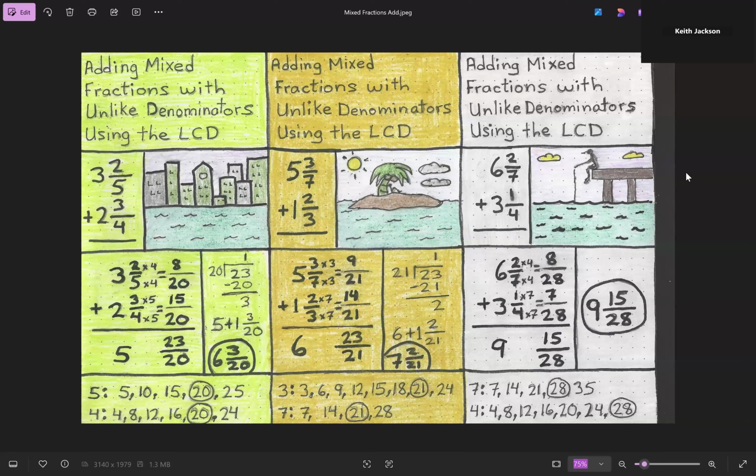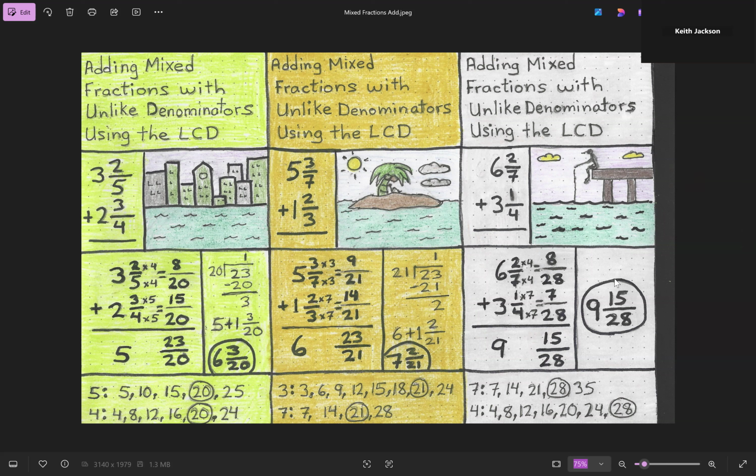In this video, we're going to learn how to add mixed fractions with unlike denominators using the LCD method, the least common denominator method, which is really the least common multiple method to find out what the least common denominator will be. And we have three big examples to show you how we can do that.